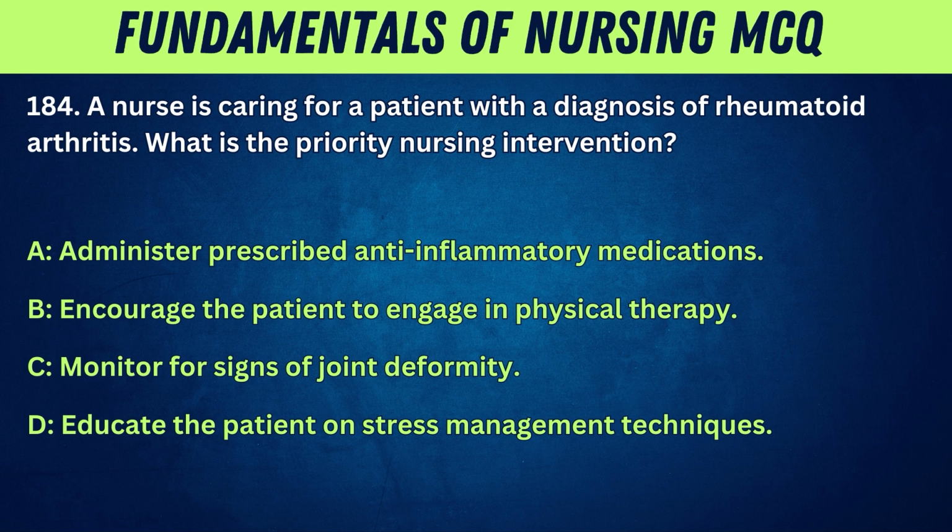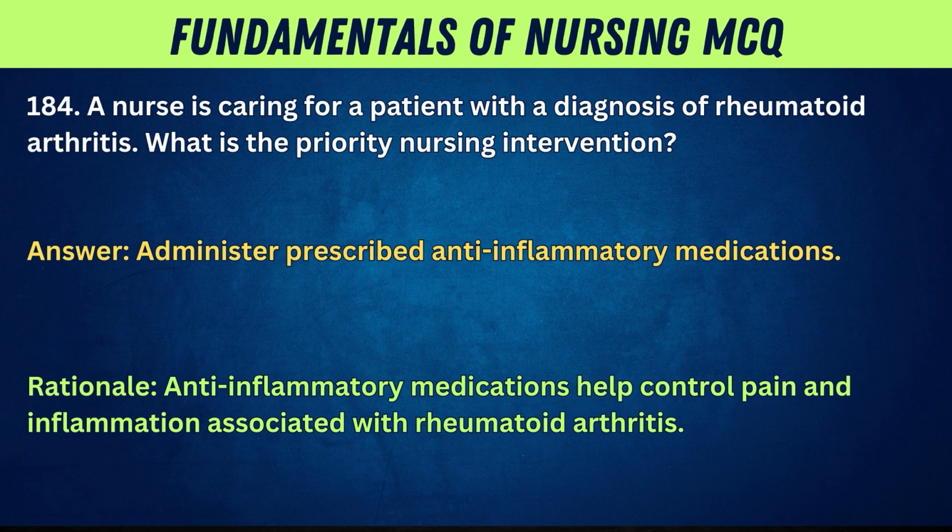184. A nurse is caring for a patient with a diagnosis of rheumatoid arthritis. What is the priority nursing intervention? A. Administer prescribed anti-inflammatory medications. B. Encourage the patient to engage in physical therapy. C. Monitor for signs of joint deformity. D. Educate the patient on stress management techniques. Answer. Administer prescribed anti-inflammatory medications. Rationale. Anti-inflammatory medications help control pain and inflammation associated with rheumatoid arthritis.